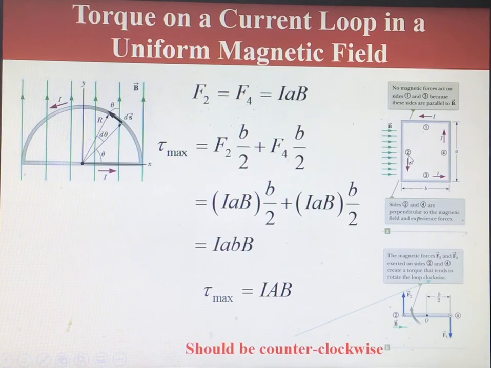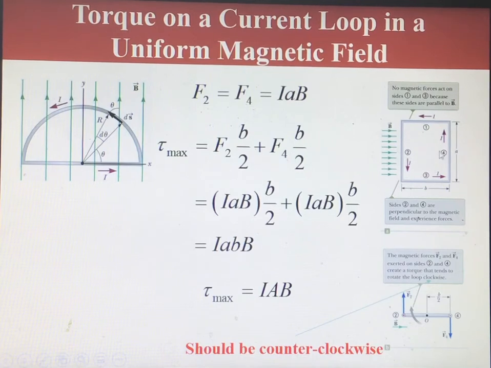Notice that for side number 2, the current direction is pointing down. So that's in the negative j direction. The magnetic field is pointing in the i direction. So if you do negative j hat cross i hat, you get k hat. It means that the force on side number 2 is in the k hat direction, pointing out of the paper.